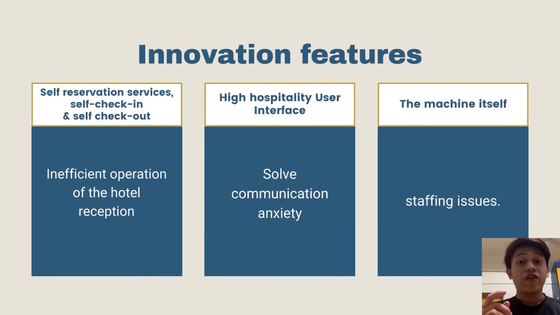Moving on to the innovative ideas that will set it apart from the conventional hotel management system, the first one is self-reservation services, self-check-in, and self-checkout features. The problem that this feature will solve in the conventional hotel system is the inefficient operation of the hotel reception. The conventional hotel operation is so inadequate that it makes customers displeased. Frequently, customers are kept waiting for an extended amount of time during the hotel check-in service, reservation, or payment process because of long queues and long process time.